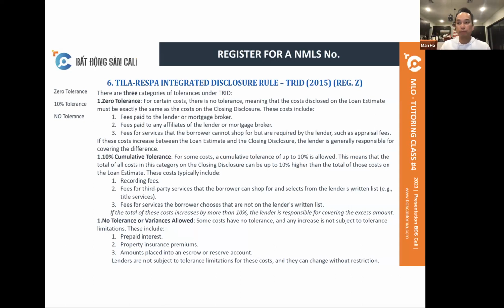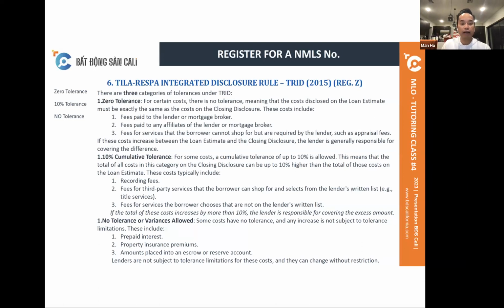Also the property insurance premium too, right? They recalculate that depending on which day you close. So they vary, right? The amount placed into the escrow or reserve account. Meaning you can put, like, 2 months buffer into the escrow account, or the lender requires that you have 6 months reserve in your checking or savings account. But now you put like a year reserve, that's fine too.